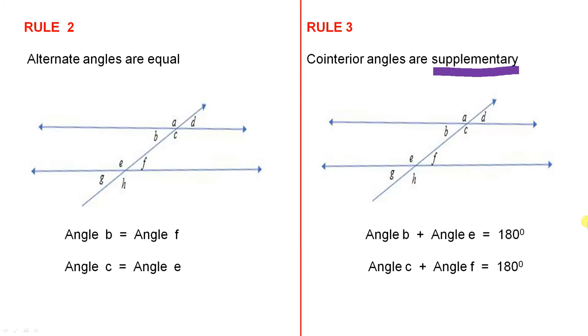So this video has given us an introduction into parallel lines and what happens when these lines are cut by a transversal. And we've seen three important rules that relate to this particular diagram. And the angles that we've talked about are corresponding angles, alternate angles, and co-interior angles.